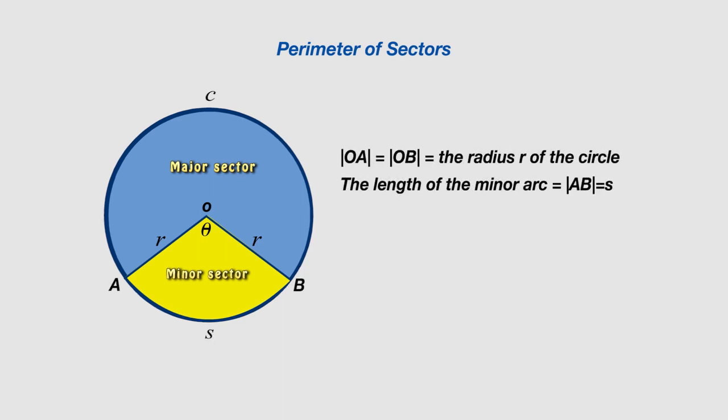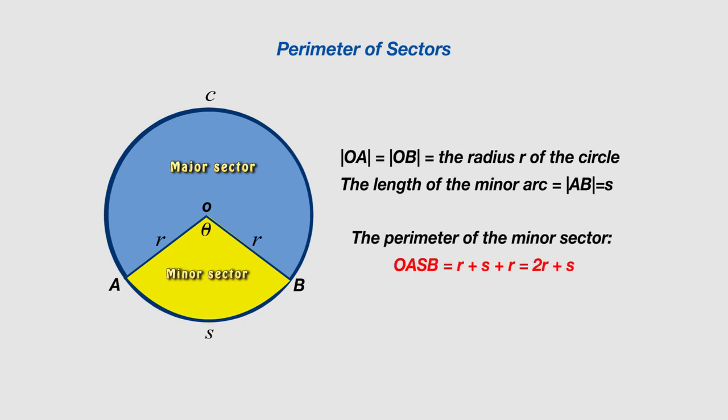Now, O is the center of the circle. So, OA is equal to OB because both of them are radii in the same circle with radius r. The length of the minor arc, AB, we are going to call S. So, the perimeter of the minor sector, which from the diagram is OASB, will be equal to R plus S plus R, which is the same as 2R plus S.